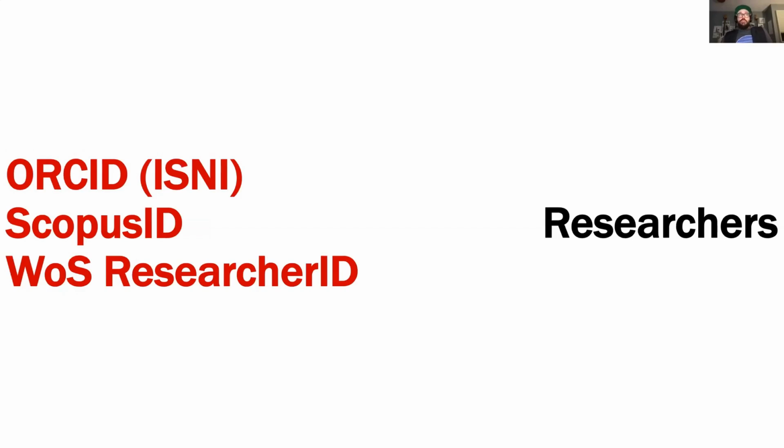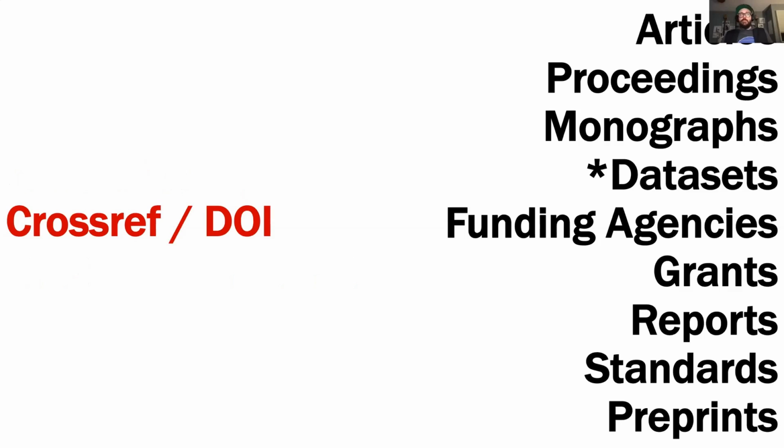You have researchers, so ORCID, and then ISNI is sort of compatible with ORCID in general. You also have Scopus ID and Web of Science Researcher ID. Obviously those two are a little bit different because they're publisher services, they're not open. So ORCID is the big one for researchers that people use. It's open and free for most folks.